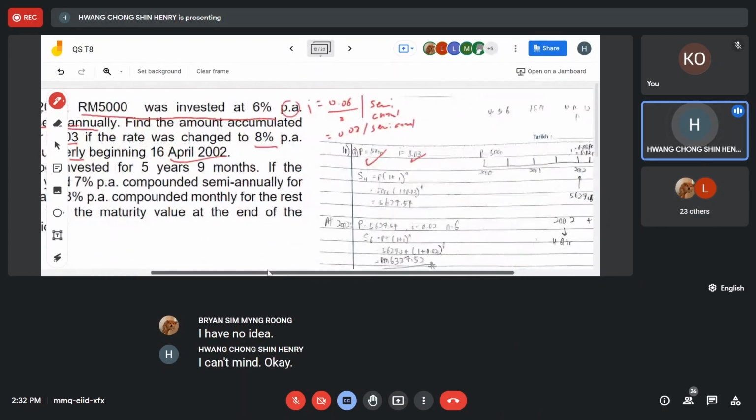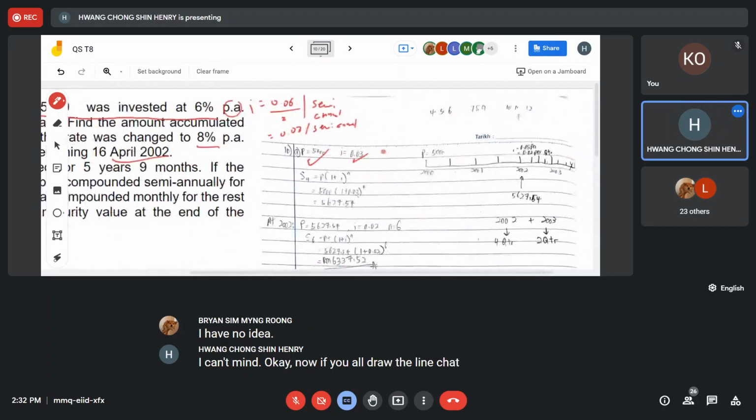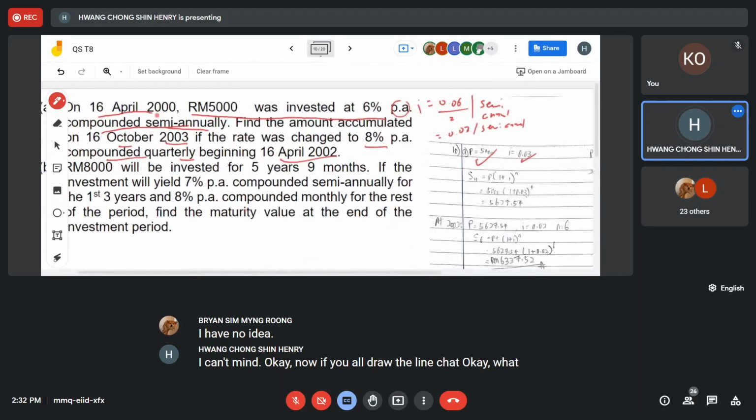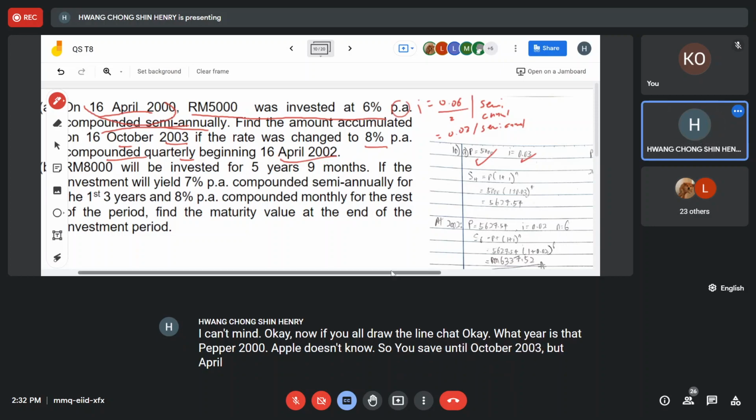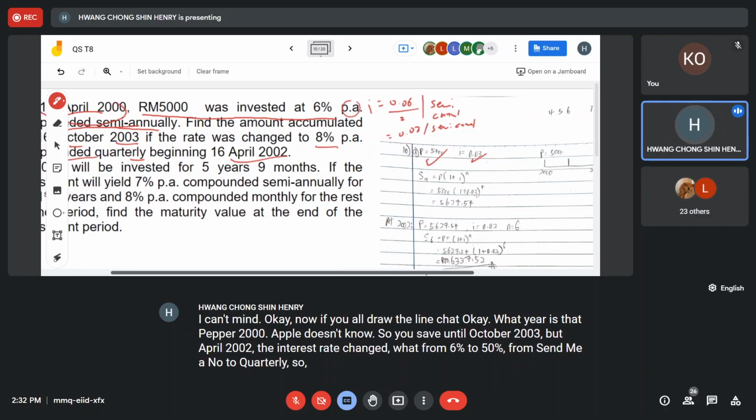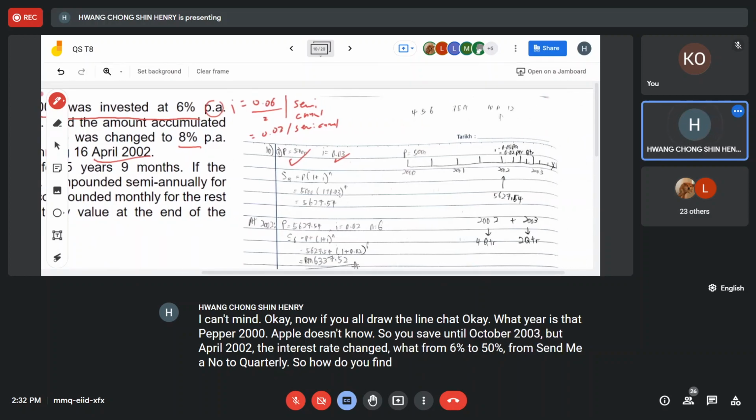Now if you all draw the line chart, what year is that? April 2000. You save until October 2003, but in April 2002 the interest rate changed from 6% to 8%, from semi-annual to quarterly. So how do you find the answer?